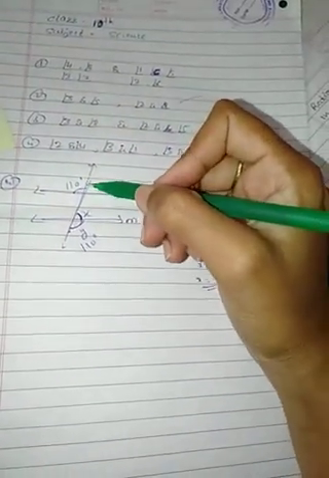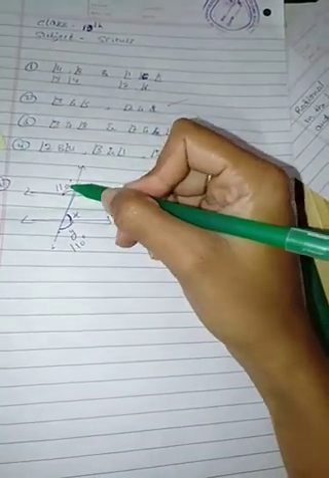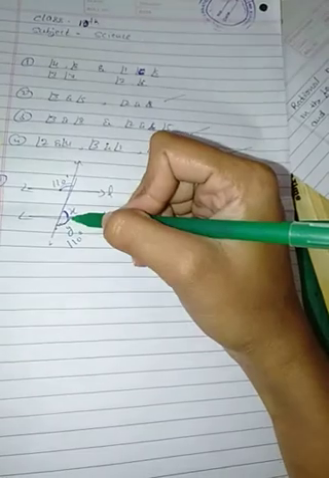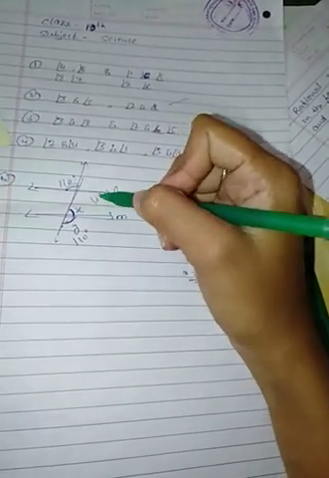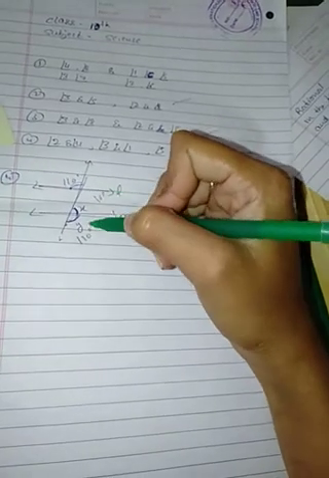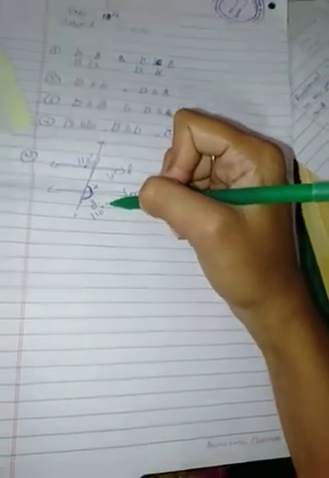I will explain again. See here, this is the exterior angle. This exterior angle is equal to this angle. This is the linear pair, which is equal to 180 degrees. So x plus y is 180 degrees. We know y is 110. So 180 minus 110, we get 70 degrees.